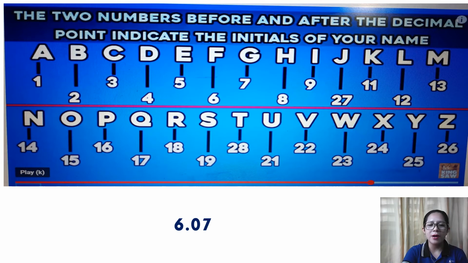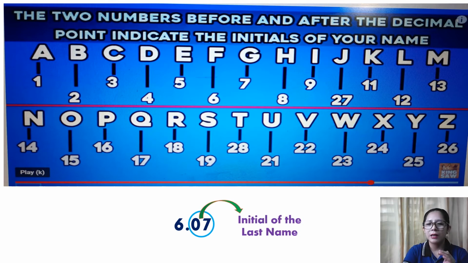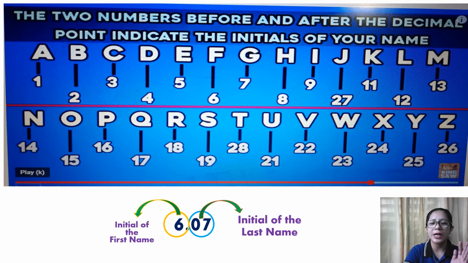So the decimal number, or the number after the decimal point, is the initial of your last name. And the whole number, or the number before the decimal point, is the initial of your first name. Okay? If you look at here, F here is 6. G here is 7. So that is the initial of my first name, F, 6, and the initial of my last name, 7. Okay? I hope you got it.